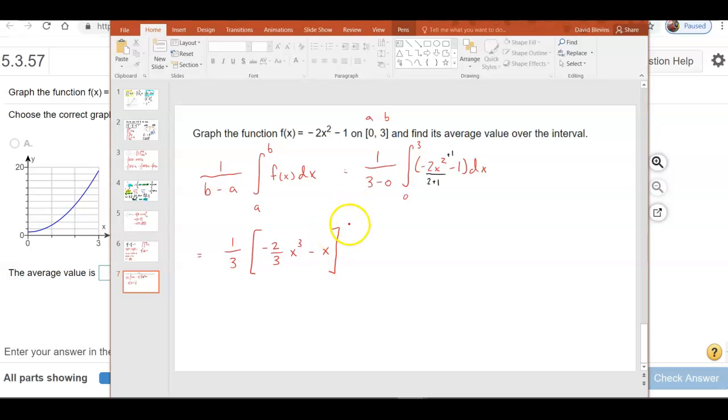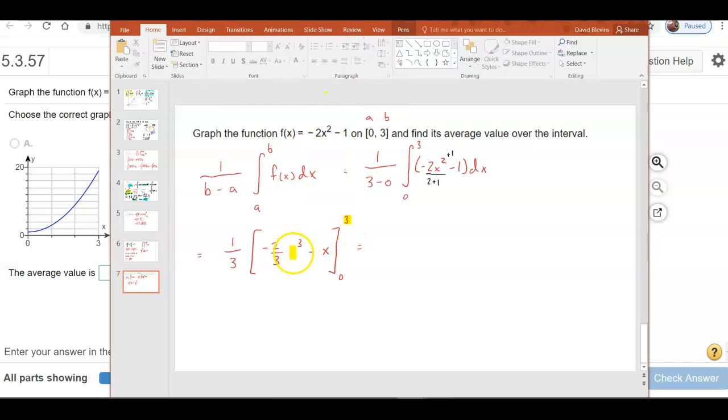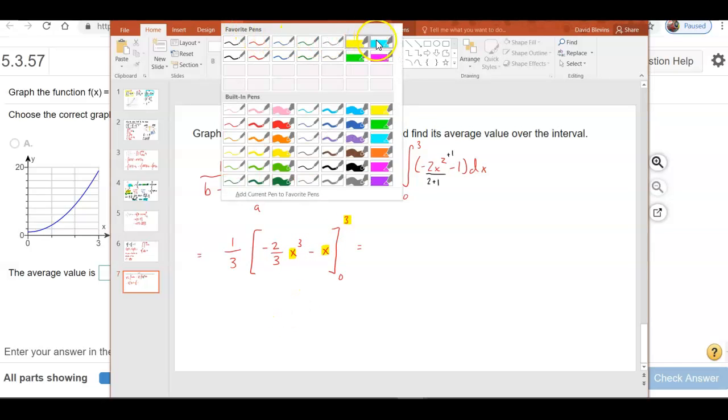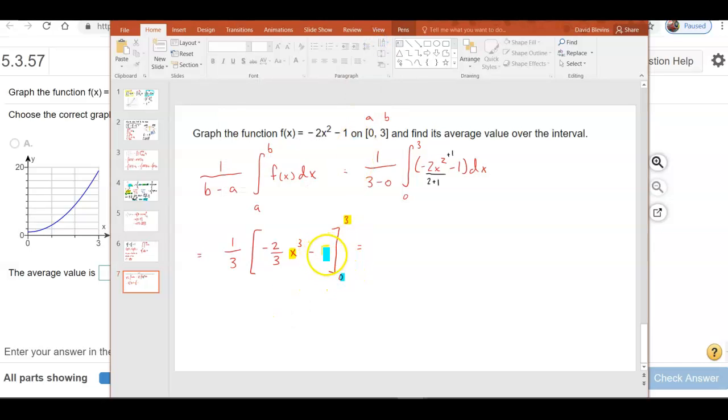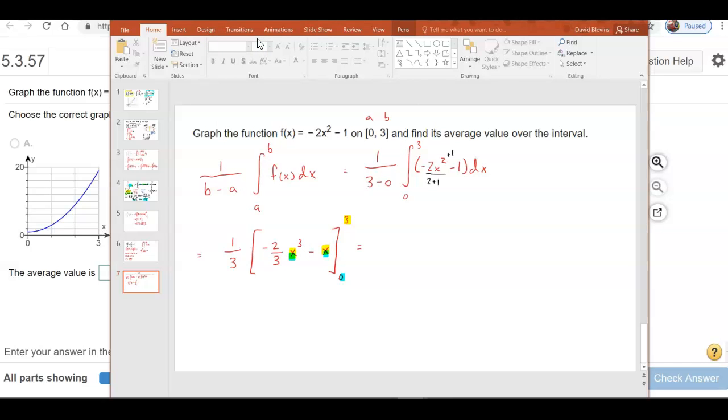All right, and then I'm plugging in 3 into this, I'm plugging in 0 into this. And when I say I'm plugging these numbers in, I mean I'm literally replacing this x and this x with 3, and then replacing them with 0, although that's just going to make it go away because in both terms I have an x, so I'll have a 0 minus a 0, which is going to be 0, but that's what you do with a definite integral.